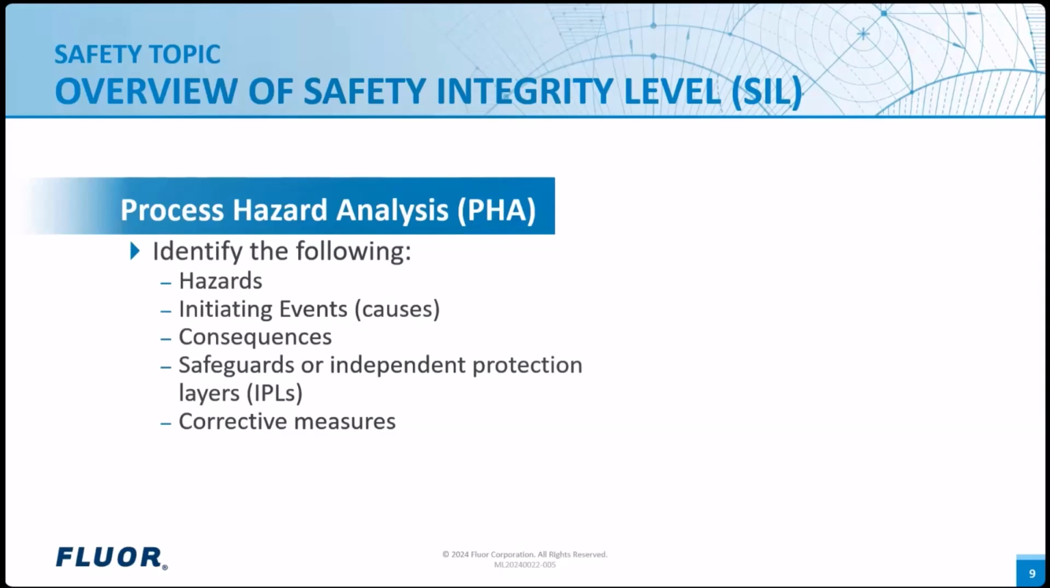The initiating events that cause the consequence to occur. The consequences of those hazards. Safeguards or independent protection layers, which prevent the consequence from occurring. And corrective measures, if necessary, to reduce the risk to an acceptable level. There are different methodologies for conducting a PHA study. These include hazard identification or HAZID, hazard and operability study or HAZOP, and what-if, among others.